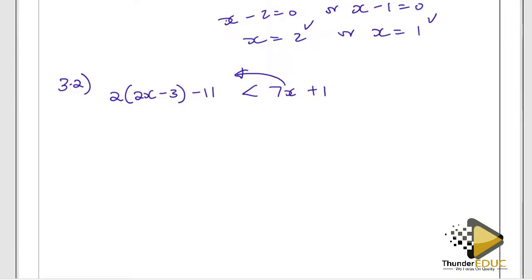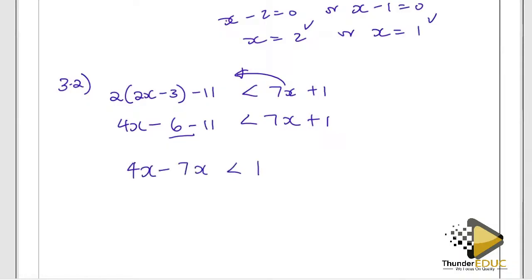Will it make sense? Now let's first open it. So you're going to have 4x minus 7x plus 1 on the right, and 6 minus 11 gives us negative 17. We're going to move it to that side. So we have 4x minus 7x is less than positive 1; the minus 17 moves there, it becomes a plus 17.